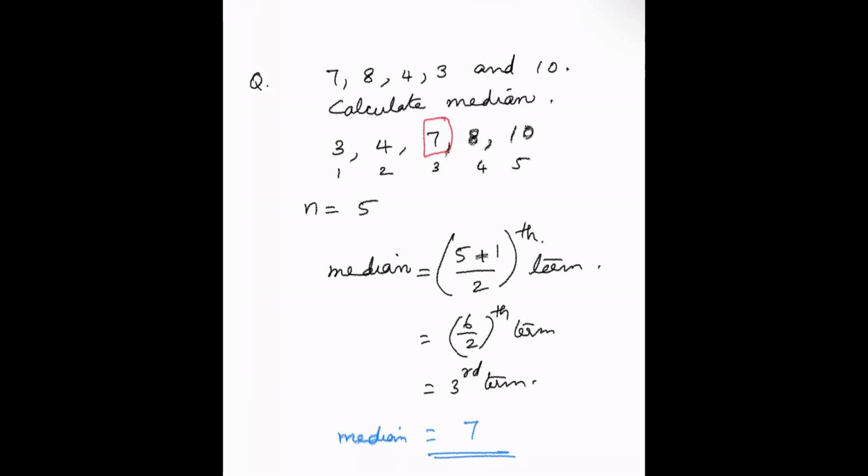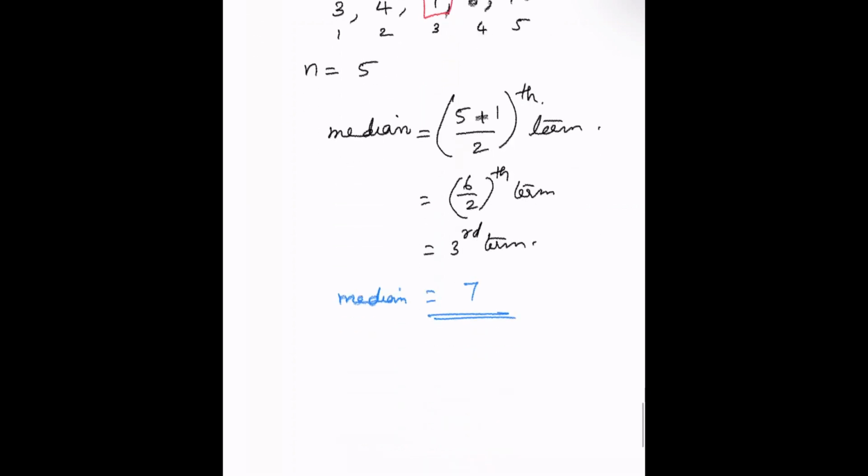Even if you don't follow the formula, in this case you just need to look at the number of observations and just take the middle value. When there are an odd number of observations, there is a precise middle value, right? So here 7 is the exact middle value. 2 terms are there to the left of 7 and 2 terms are there to the right of 7.